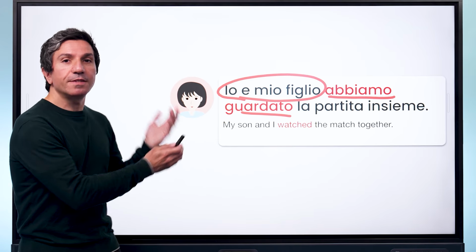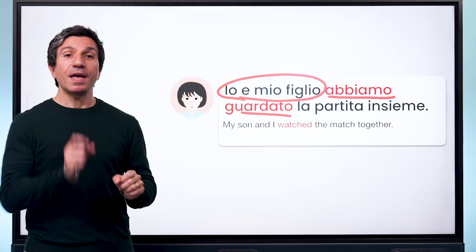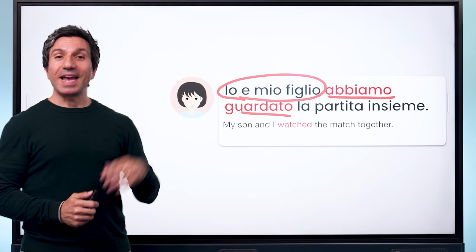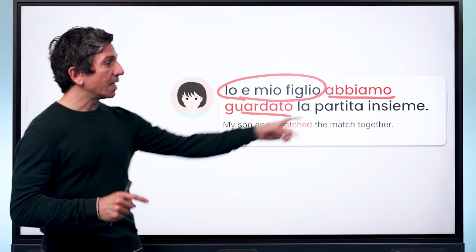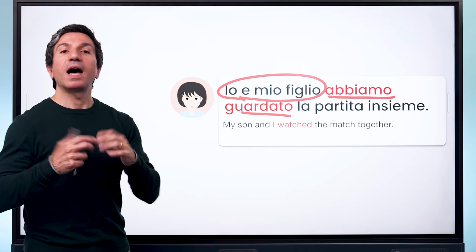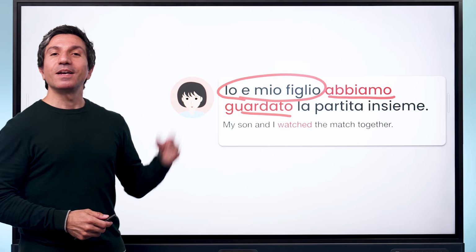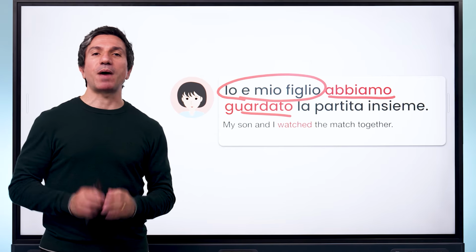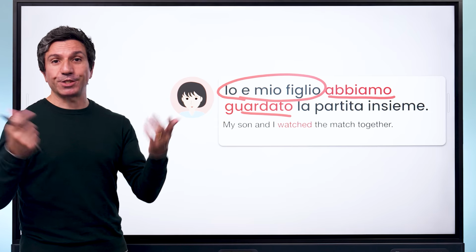So the full sentence follows the pattern subject plus present of avere plus past participle. In this case, io e mio figlio, subject, plus abbiamo, present of avere, guardato, past participle. This structure is used to describe a completed action in the past. In this case, watching the match.